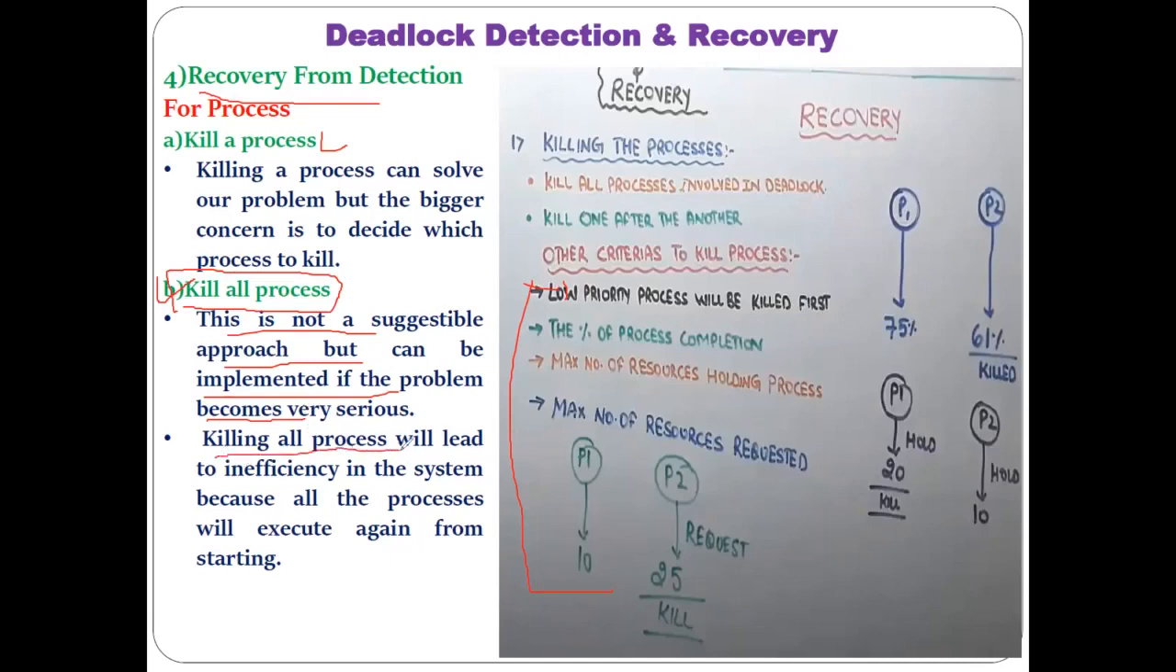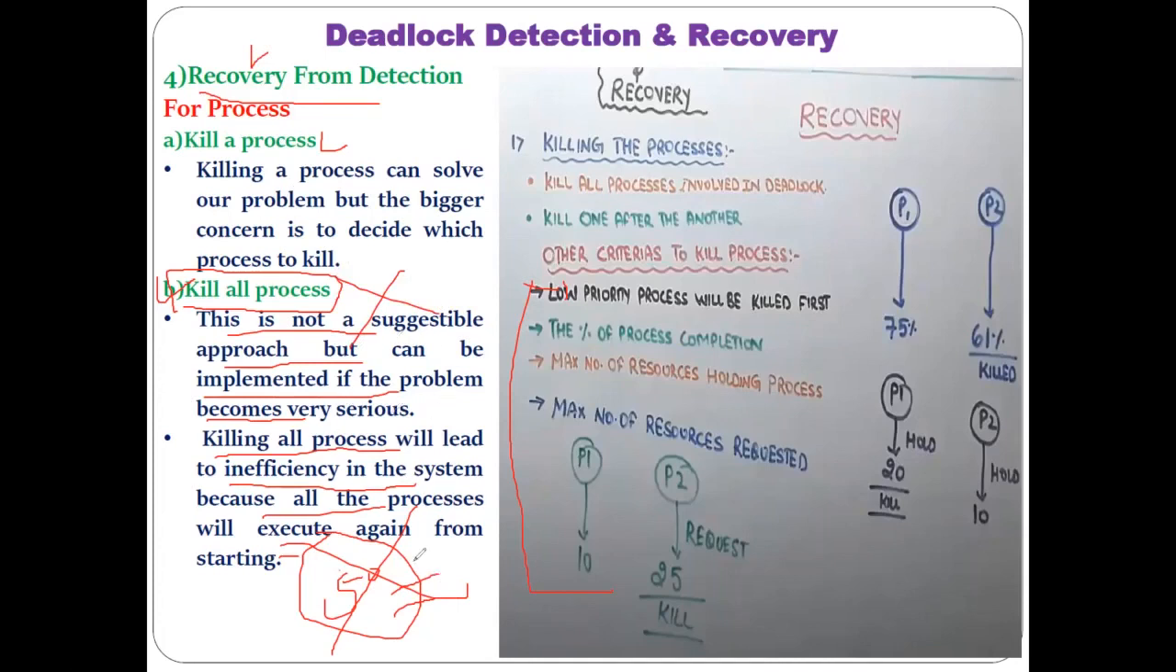Killing all processes will lead to inefficiency in the system, because if there are 50 processes running on your system which come under the deadlock, those 50 processes might have completed some of their work, and if you kill all 50, then all of them have to be executed again by the operating system. That will create inefficiency in the system. That is the reason killing all the processes is the most rarely used approach by the operating system to recover from the deadlock.